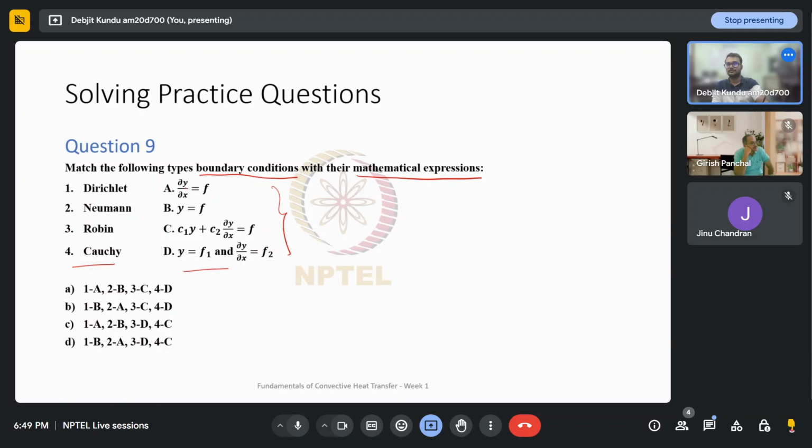So option A says it's dou I dou x equal to some function f. Option B, y equal to f. Now f doesn't have to be a function, it can be a constant as well. But anyway, I've written f so that it's general. And option C is C1y plus C2 dou I dou x equal to f. Here C1 and C2 are constants. And option D is y equal to f1 and dou I dou x equal to f2.